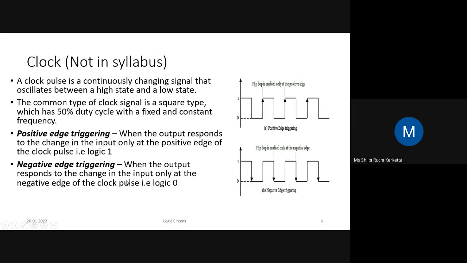And negative edge triggering means it falls in the falling edge of the signal. So whenever we are going from 1 to 0, then our circuit will work. So this is our negative edge triggering. Whenever there is a logic 0, only then our circuit will work. So this is our negative edge triggering.